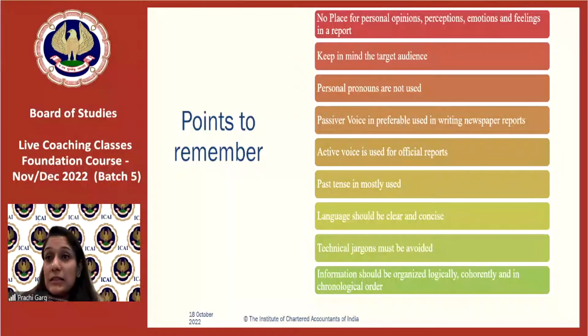Language should be clear and concise. The language that you use has to be clear and concise, especially because in writing skills like report writing and article writing, you are writing for the public, and for a specific kind of audience. So your language has to be understandable. Technical jargons must be avoided. This we always discuss. Jargons are not to be used casually. Information should be organized logically, coherently, and in chronological order. You have to organize everything as per the logic, as per the connections, and as per the sequence.